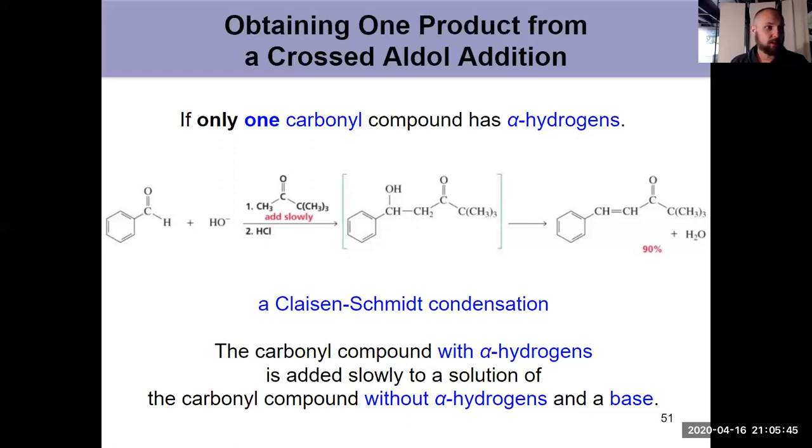The other thing to look out for in the Claisen-Schmidt condensation is that you immediately lose water, as we talked about in the previous video, to form a conjugated product, hence why it's called a condensation reaction. That'll happen immediately because it's stabilized by conjugation.